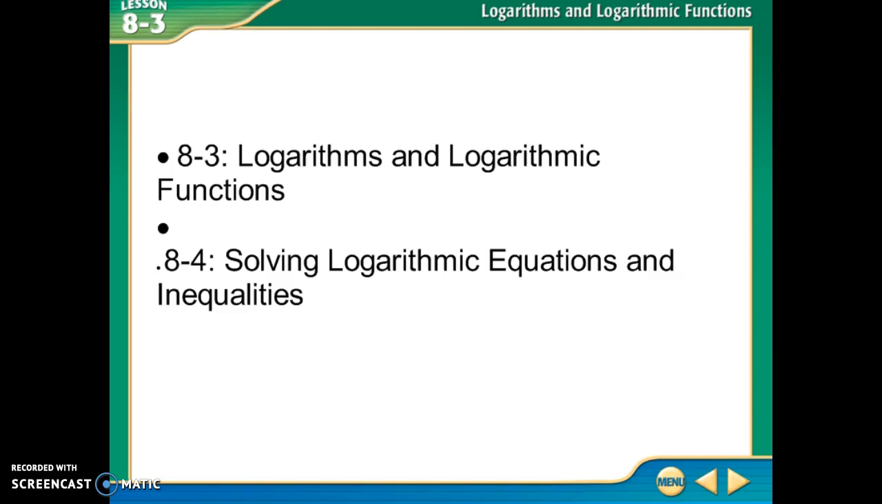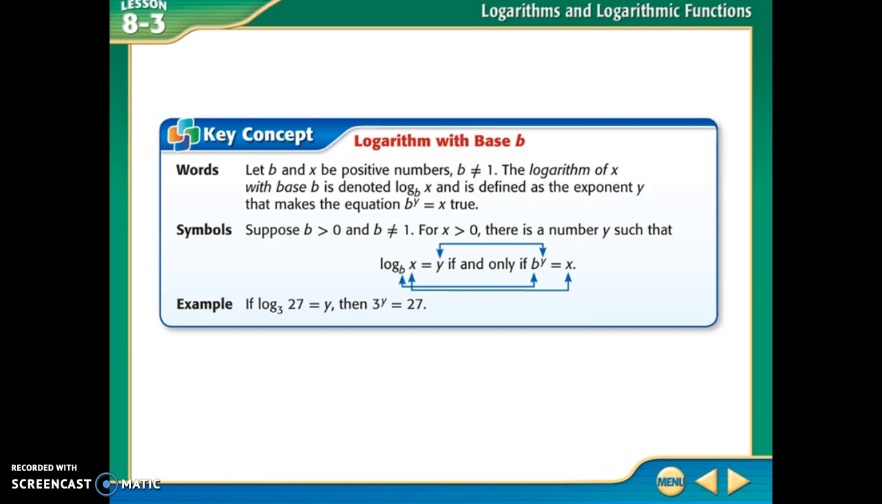Now that we've looked at exponentials, we're going to start looking at logarithms. And remember, exponential functions and logarithmic functions are inverses, so they cancel each other out. So to start with, we're going to look at the logarithm with base b. We want b and x to be positive numbers, and b cannot be 1.